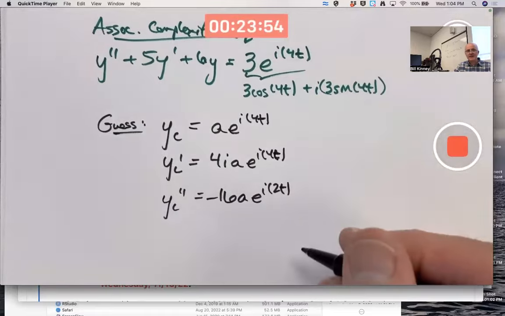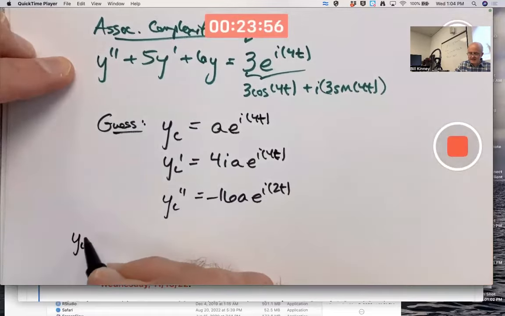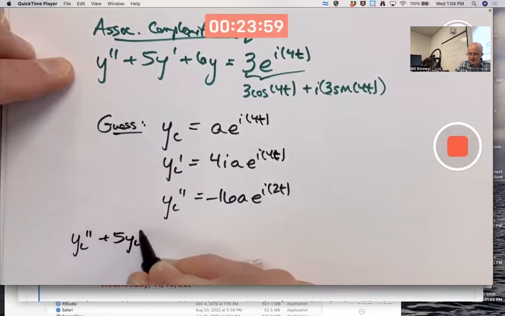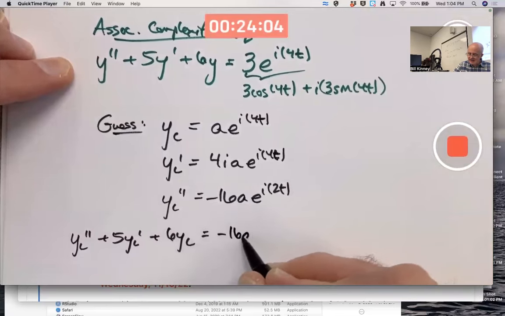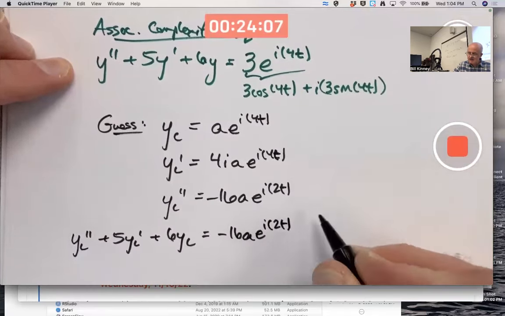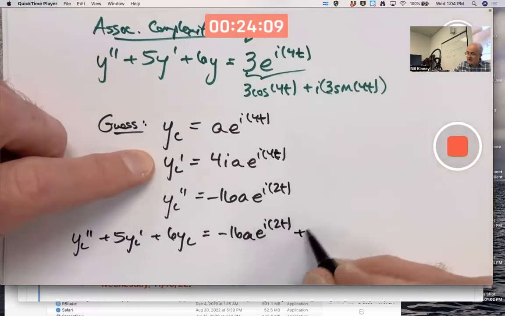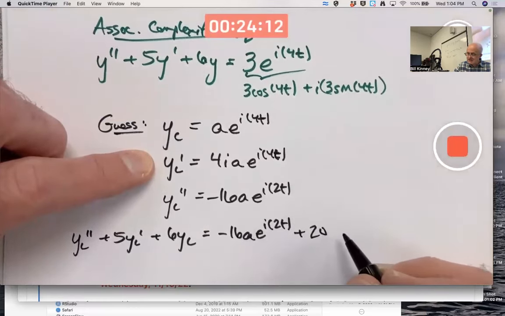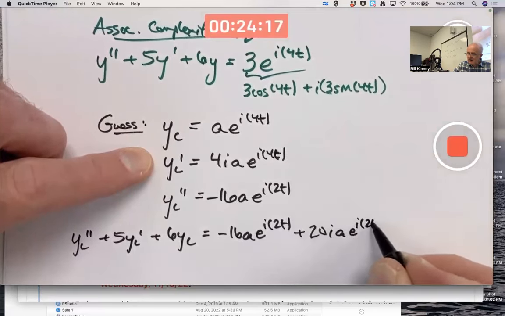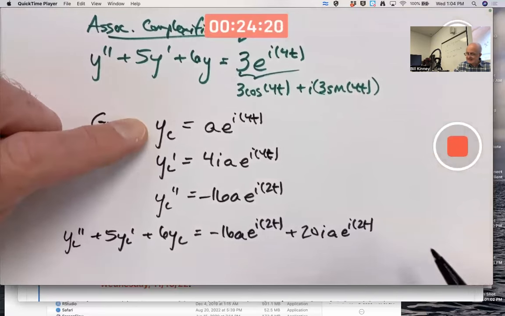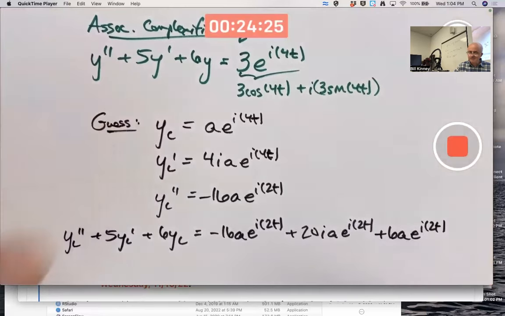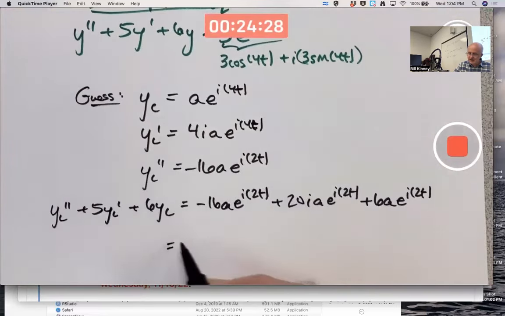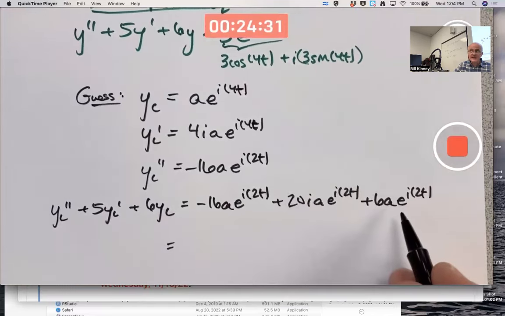Plug those things into the left-hand side of the differential equation. Yc double prime plus 5yc prime plus 6yc. And what do we get? Negative 16a e^(i4t) plus 5 times this one. We get a 20. There's our friend 20 from the previous page. Don't forget the i and the a and the e^(i4t). And then plus 6 times yc, 6a e^(i4t). Simplify, you can, each term involves an e^(i4t).